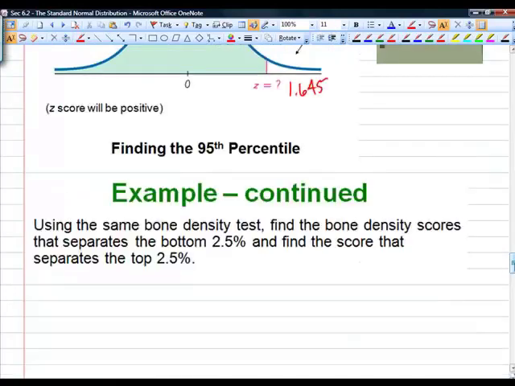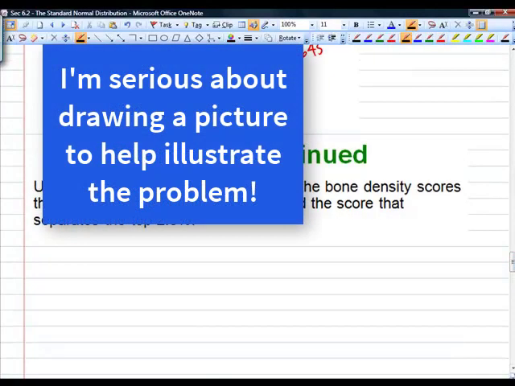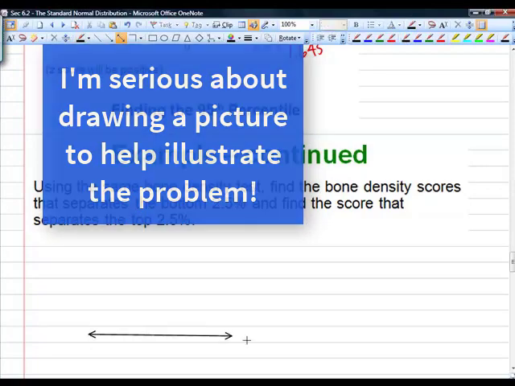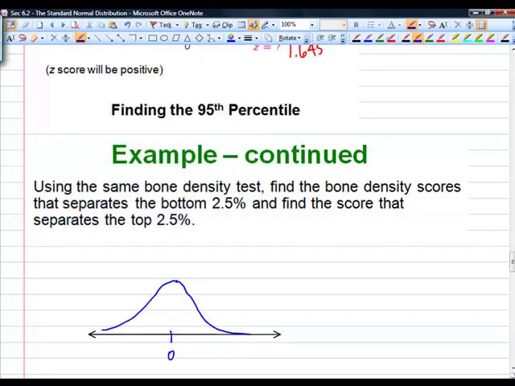Let's continue this example. It says using the same bone density test, find the bone density scores that separate the bottom 2.5% and find the score that separates the top 2.5% of the population. How do we begin any problem? Draw a picture. So we're going to draw this picture for the distribution. Zero's in the middle. And what we're wanting to do is find this z-score right here that separates the bottom 2.5% from the top and the top 2.5%. So this area right there is 0.025 and this area right here is 0.025.